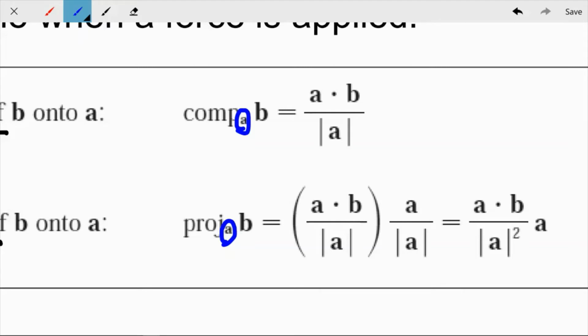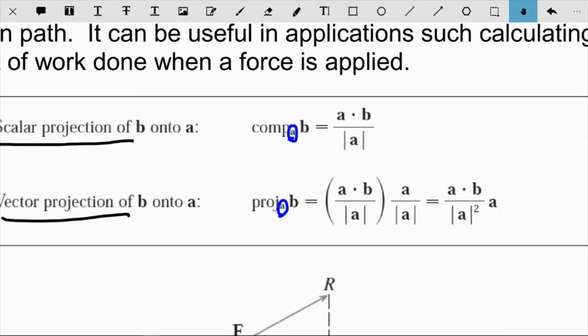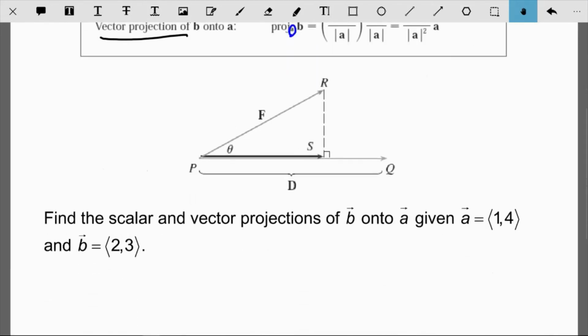So when I look at the scalar projection, that is the length of the piece that would point in the direction of A. When I look at the vector projection, I'm looking at the actual vector that would be part of B that would point in the direction of A. So we're sort of breaking that vector B into components. Here's just graphically what we're looking at.